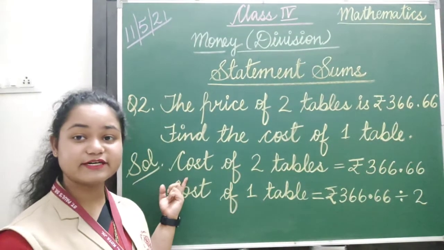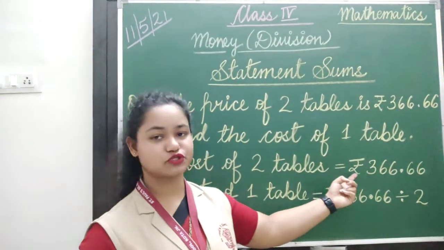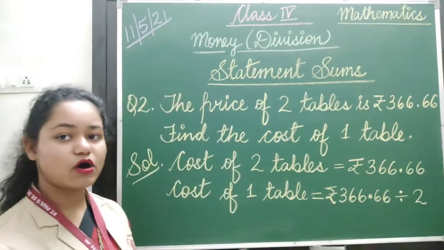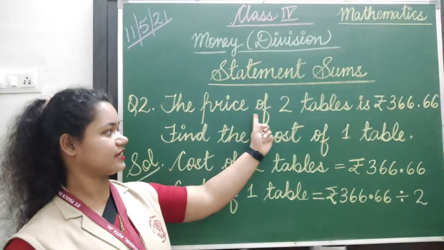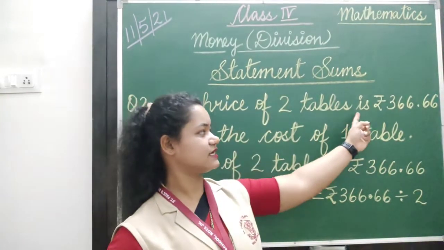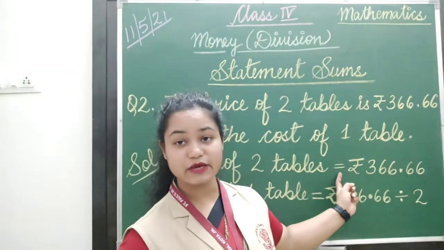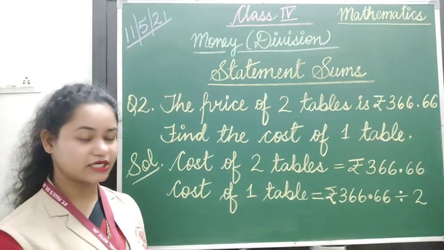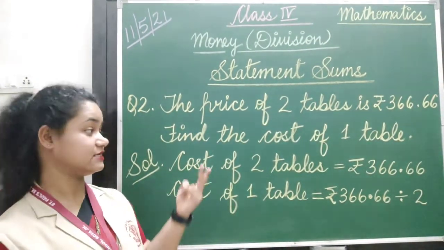So, the very first sentence should be cost of 2 tables is equals to rupees 366.66. Okay? Or else you can write price of 2 tables. From here you can take price of 2 tables, instead of is you can write is equals to, then rupees 366.66. Understood?